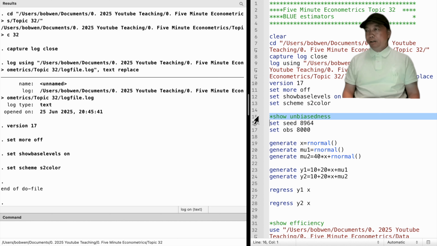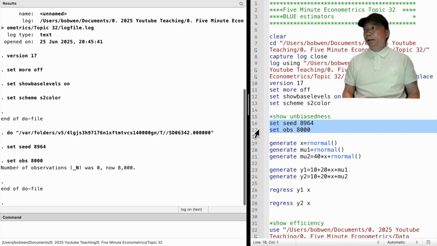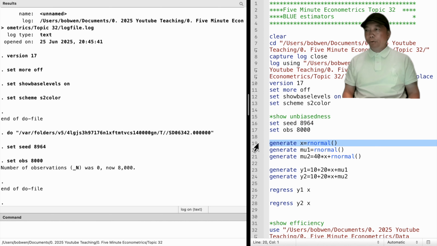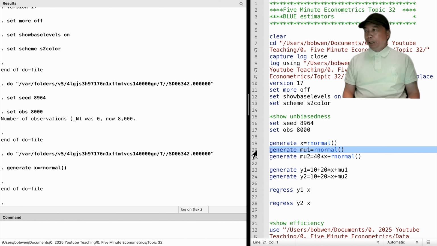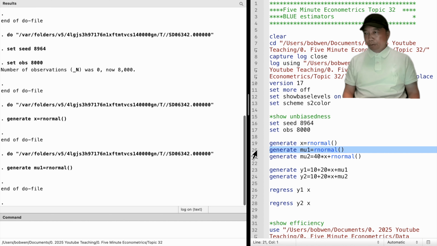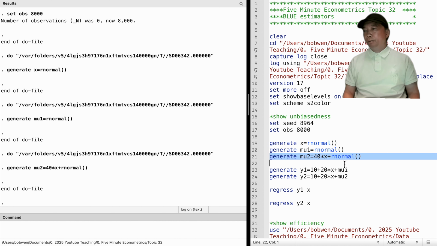We generate simulated data in Stata. We first set the seed and the observation number, and then use the random number function to generate the explanatory variable x, which is randomly drawn from a standard normal distribution. Setting the seed is crucial to ensure that we obtain the same random numbers each time we run the program. Then we generate 2 error terms, mu1 and mu2. mu1 is uncorrelated with the explanatory variable x, and mu2 is correlated with the explanatory variable x by construction.